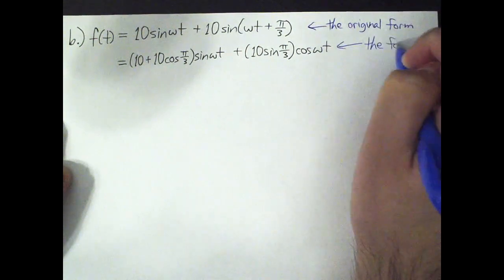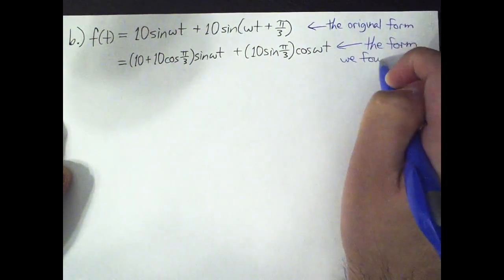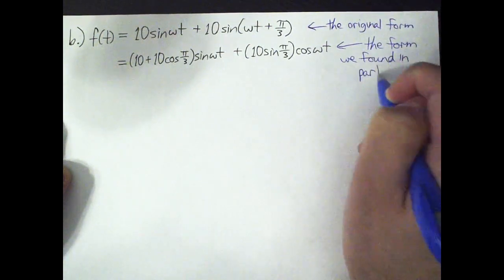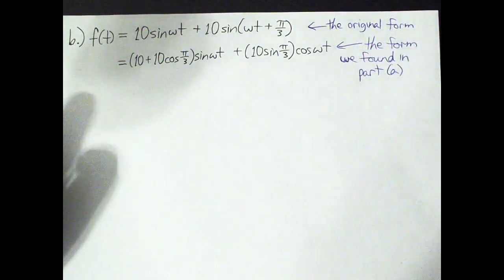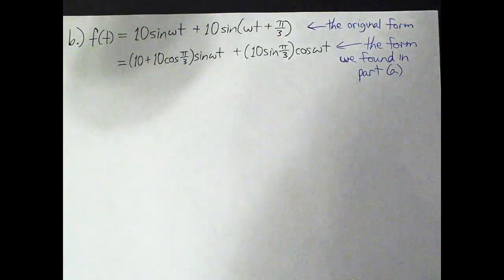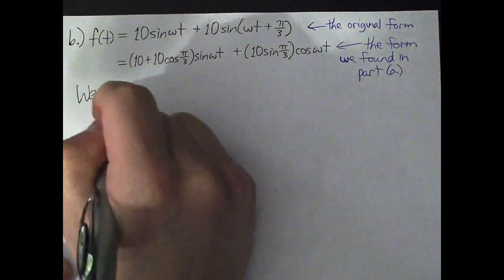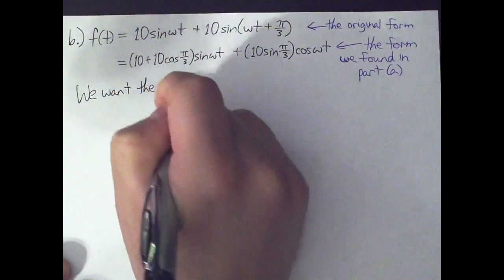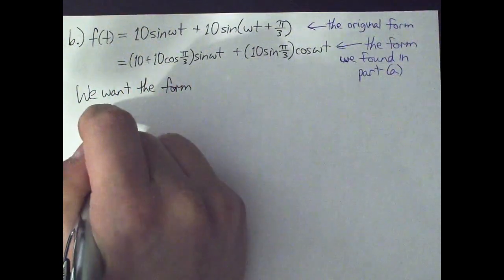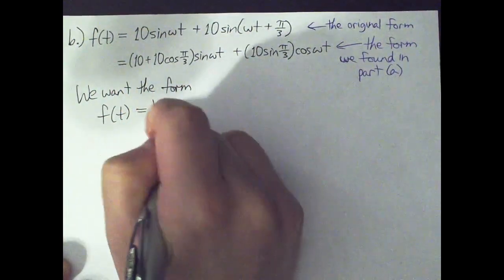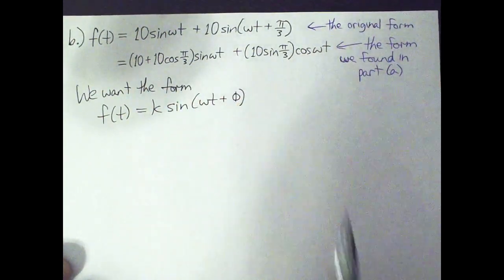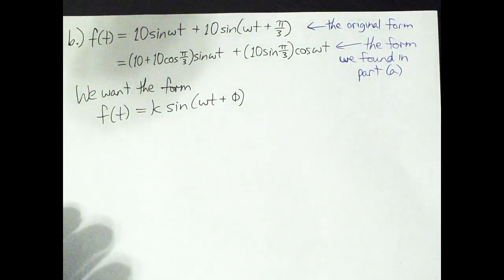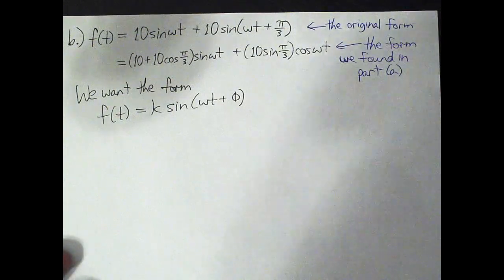I'm going to call this the form we found in part A. They have to be equal to each other. The function equals the original function, and it also equals what we found in part A. All right, we want the form f of t equals k sine of omega t plus phi. That's what this part of the problem told us.